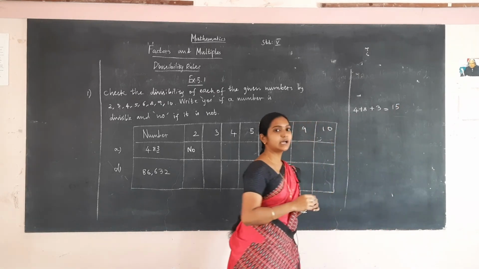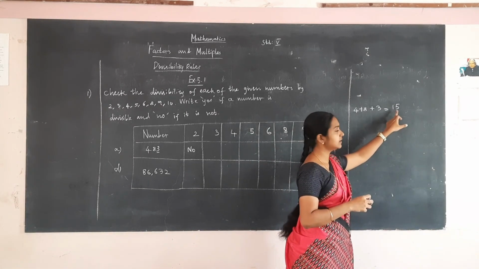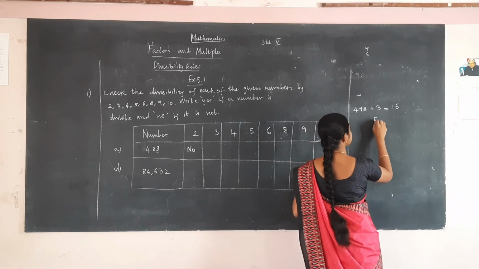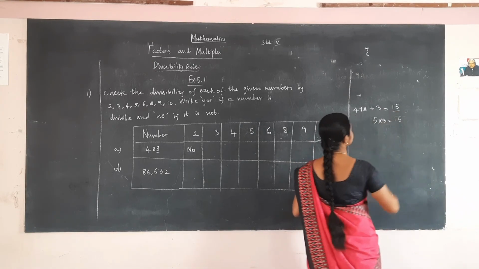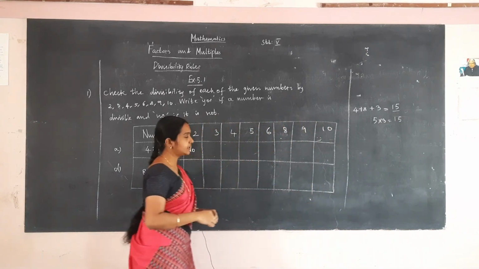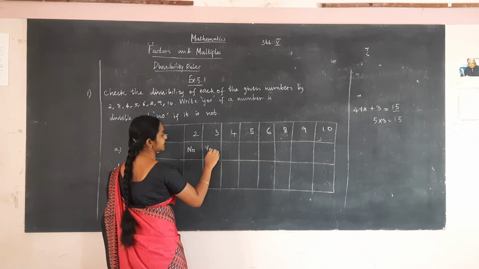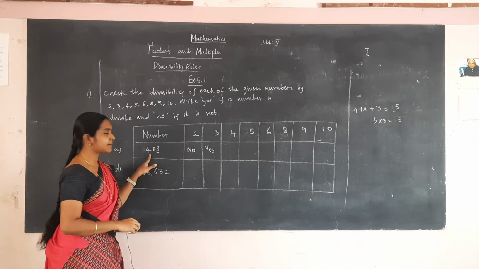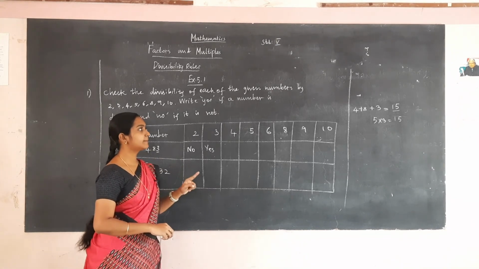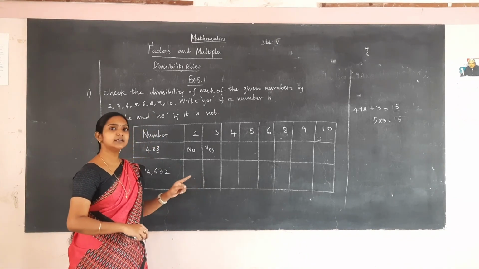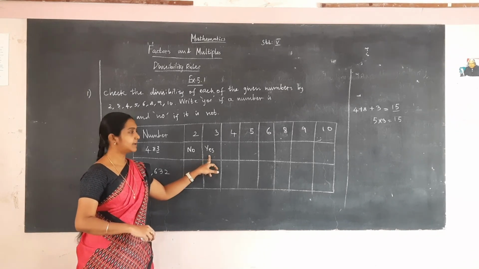We all know that 15 is divisible by 3 because 5 into 3 is 15. So the whole number is divisible by 3. So write yes. We have to sum the numbers 4, 8 and 3. The number we got is 15. 15 is divisible by 3, so the whole number is divisible by 3.